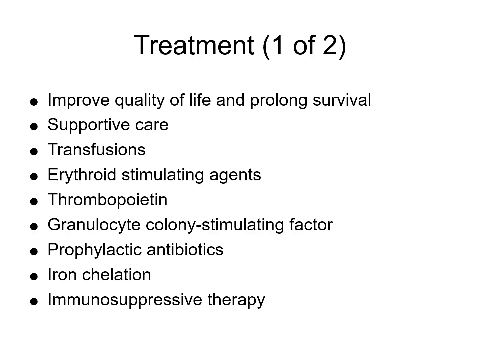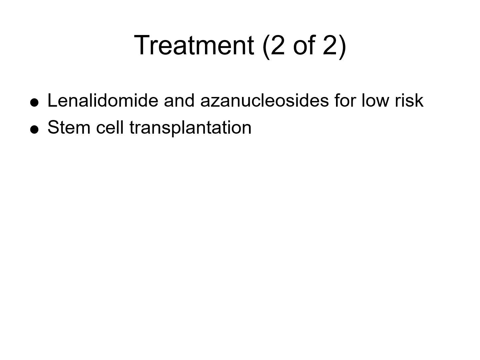Prophylactic antibiotics can also be used in patients with recurrent infections or severe neutropenia. Iron chelation therapy prevents iron overload from repeated transfusions, and this is important for long-term management. Immunosuppressive therapy is considered in selected patients, especially with hypoplastic myelodysplastic syndrome or evidence of immune-mediated marrow failure. We can also use lenalidomide, which is particularly effective in myelodysplastic syndromes with isolated del(5q). It improves anemia and reduces transfusion dependence.